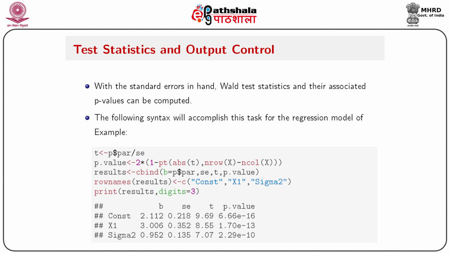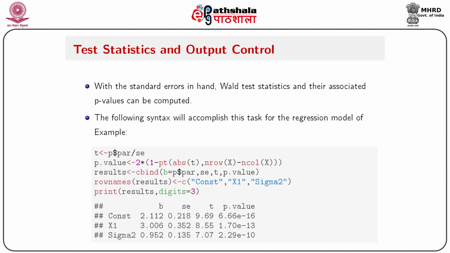With the standard errors in hand, Wald test statistics and their associated p-values can be computed. The following syntax will accomplish this task for the regression model of the example. Say t equals p dollar par, where you have the estimates, divided by the standard error, and that will give you the t statistics. Now you can calculate the p-value by pt, the t distribution: 2 times 1 minus pt of the absolute value of t, with degrees of freedom equal to nrow of x minus ncol of x, that is n minus 3 actually, sorry.